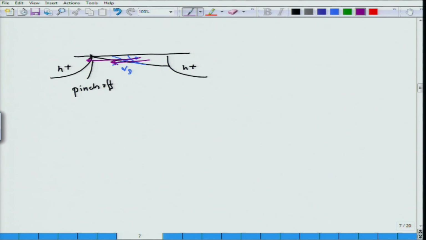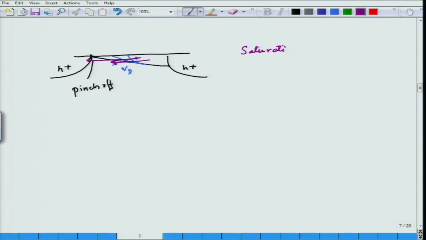So, in the pinch off region, the carrier acceleration or the velocities are so high that the pinch off does not affect the current, and this is why the saturation happens: the ID is not affected by the pinch off, but there is no increase in the ID.